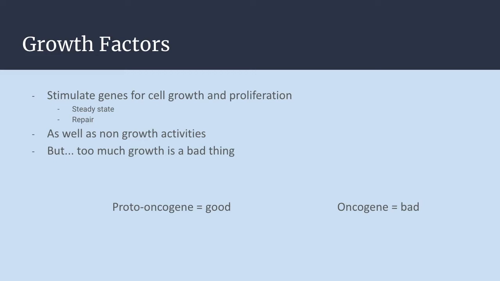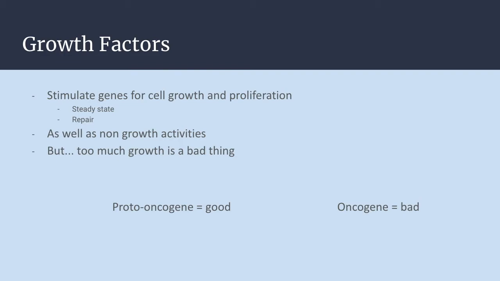Now, uncontrolled proliferation is not good. So, too much of a good thing ends up being bad. So if these growth factors get dysregulated, or if the signaling pathways get kind of turned on all the time, this is where you'll usually get some kind of cancer development.